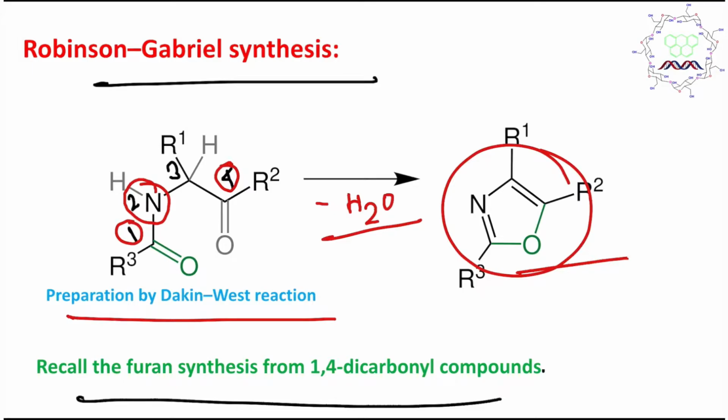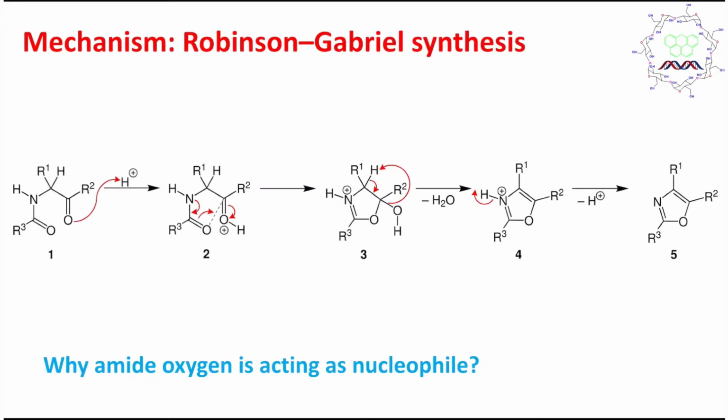I have already discussed this in a dedicated video. Now, what is the mechanism associated with this process? First, protonation. So this is the source of acid, meaning proton.